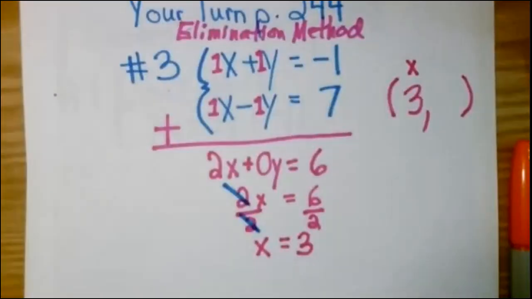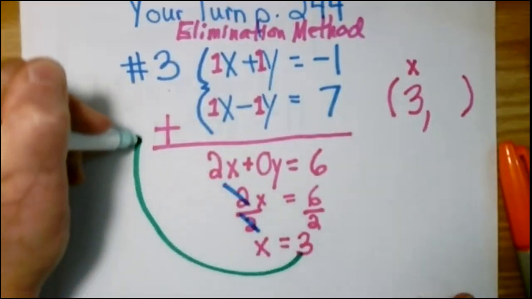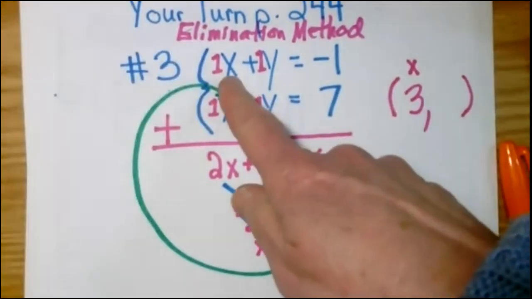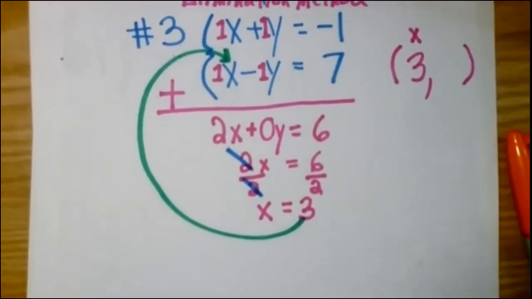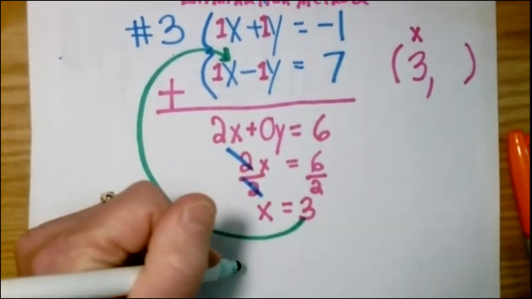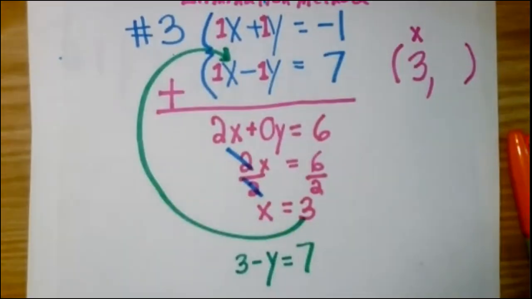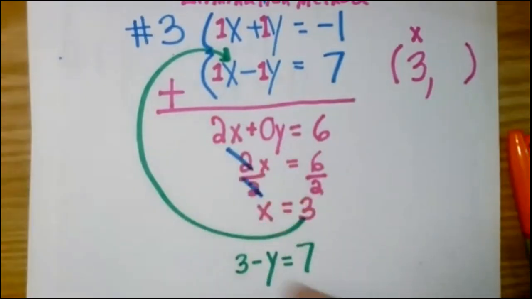So to figure out y, what do you think we have to do? Exactly, we have to plug back in the x into one of the equations above. It does not matter which one. I'm going to plug my 3 in for that x. You could easily just put it in for the other one on the top. So if I plug that back in, I get 3 minus y equals 7, because I plugged in a 3 for x.